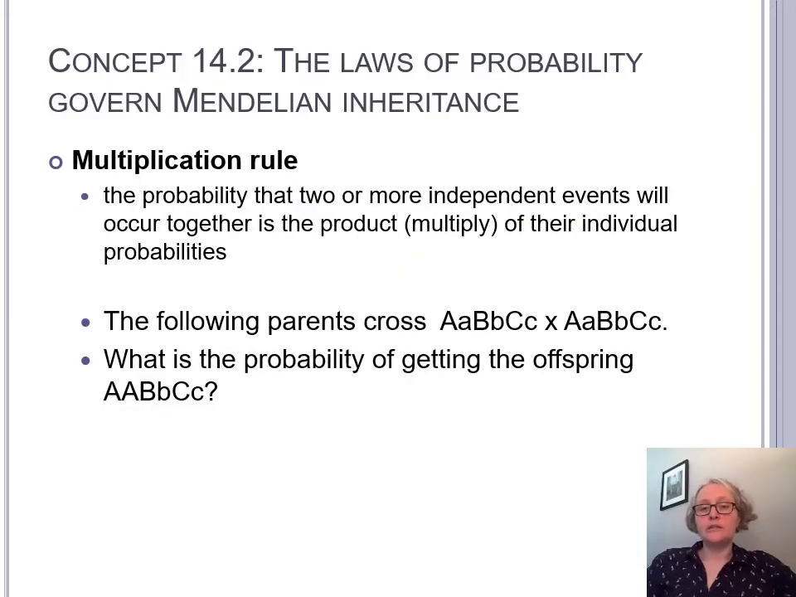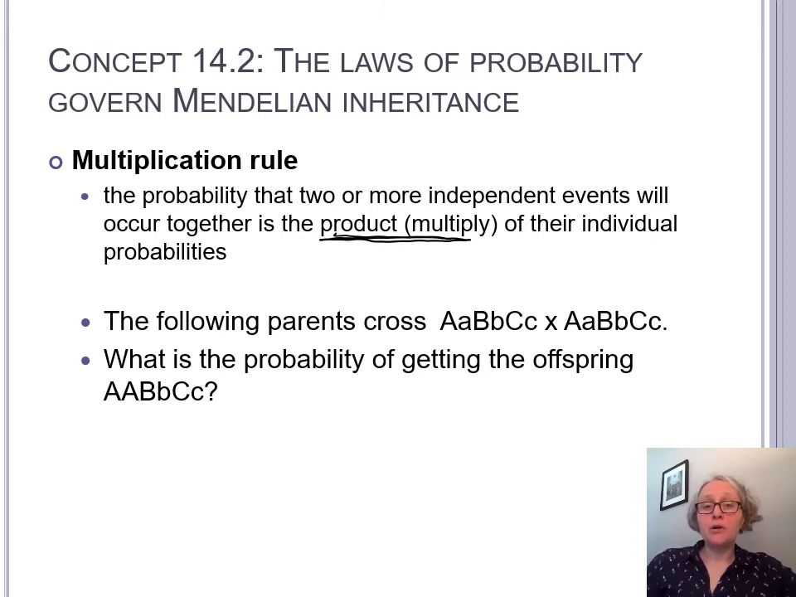One of the nice things about Mendelian inheritance is that the laws of probabilities apply to these types of crosses. One important probability rule is called the multiplication rule. This is the probability that two or more independent events will occur together is the product of their individual probabilities. We can use this handy rule to help us when crosses begin to get very complex.